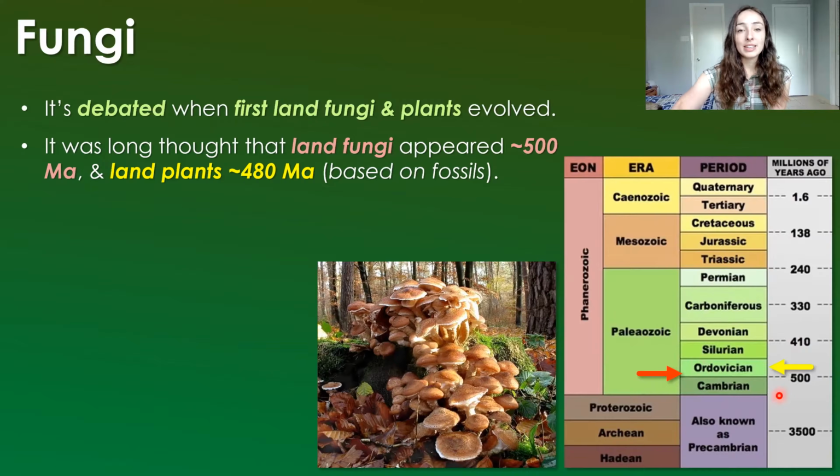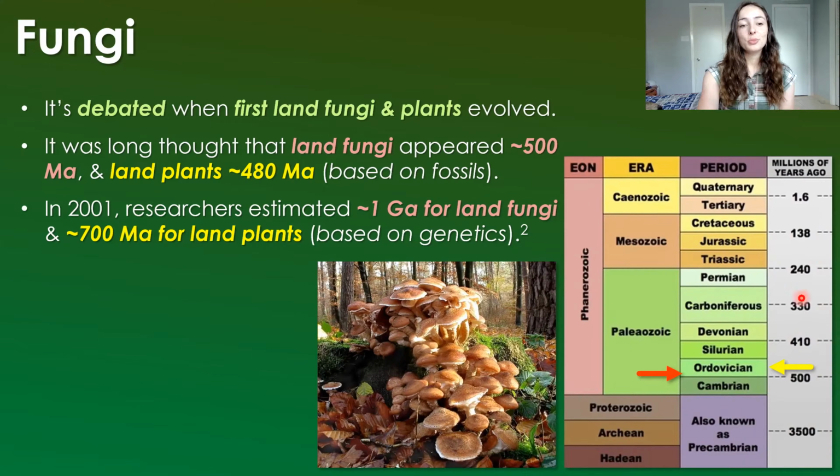And I'll point these out as I go on this time scale to the right. We can see here that those times indicate an early Ordovician land fungi evolution and a mid-Ordovician land plant evolution. But in 2001, a group of researchers estimated an origin of land fungi at around 1 billion years ago and an origin of land plants around 700 million years ago.